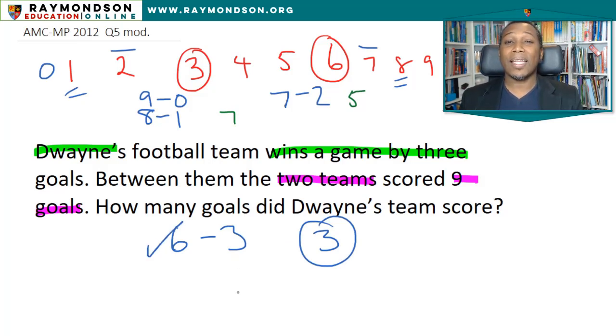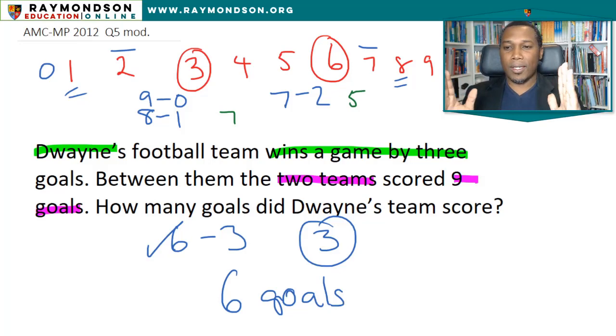How many goals did my team score? Dwayne's team, yeah, Mr. D is Dwayne. My team scored 6 goals. The answer, 6 goals. And look at that strategy, that pattern: we want 9 as the total, and you can just start coming in with the numbers. 9, 0, 8, 1, 7, 2, 6, 3, until you get the difference. The difference is the answer to a subtraction problem, until you get the difference you want. In this case, 3 was what we wanted. So that's it, sorted.